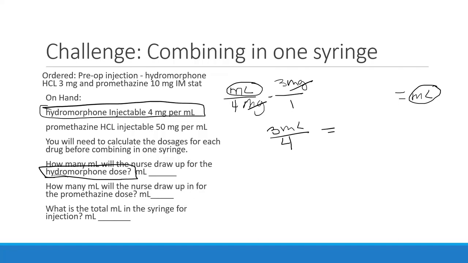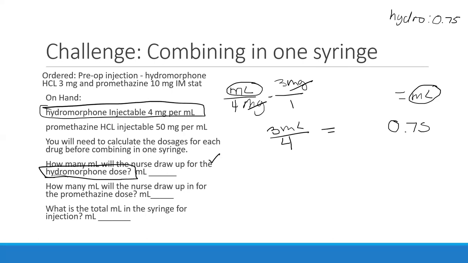Now for this particular problem, I forgot to put that this is to the hundredths place, so we're going to leave it as 0.75. And so I don't confuse myself, way up here I'm going to write hydro 0.75. Okay, so I've done my hydro. I'm going to put a little check mark next to it.